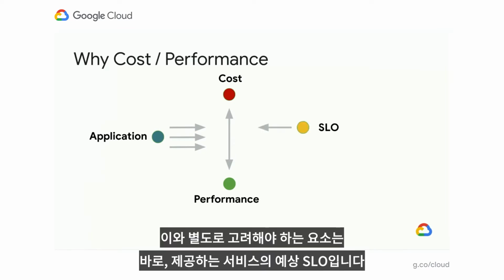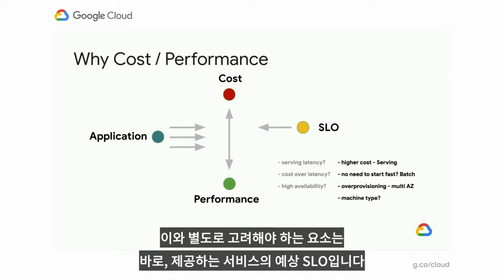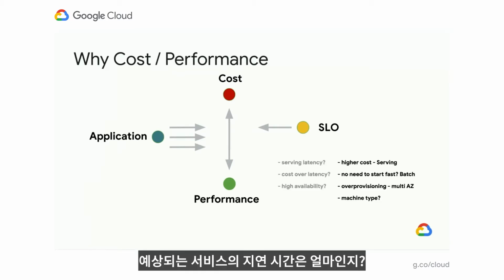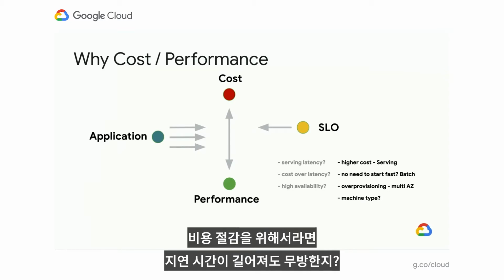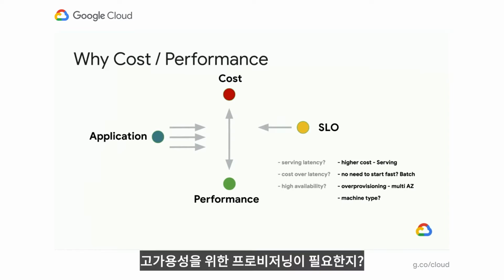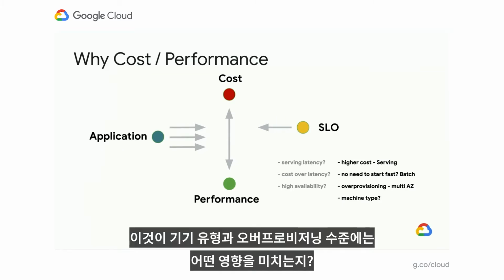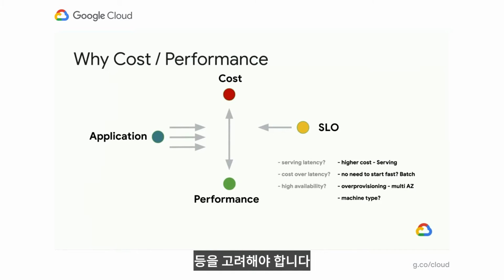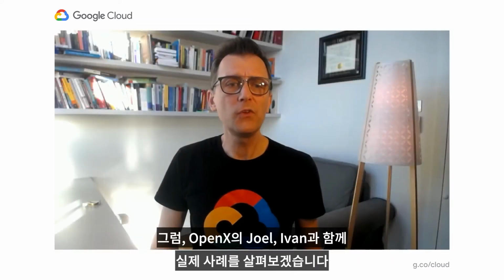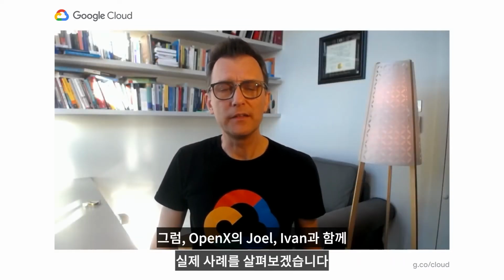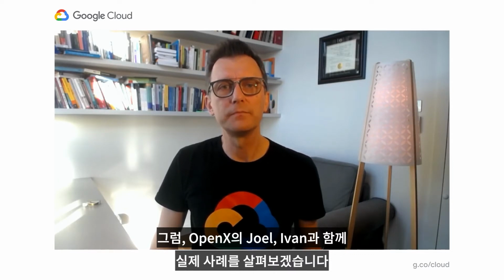So the second factor, expected SLO of service you are providing. What is the latency of the service that you expect? Can you afford longer startup time if this means lower cost? Do you need to provision for high availability? How does it impact the choice of machine types and the level of over provisioning? So how do you do this in practice? Let's hear the live story from Joel and Ivan from OpenX.